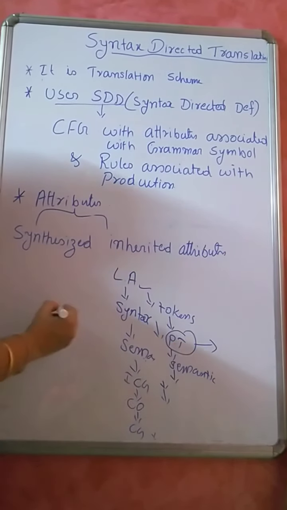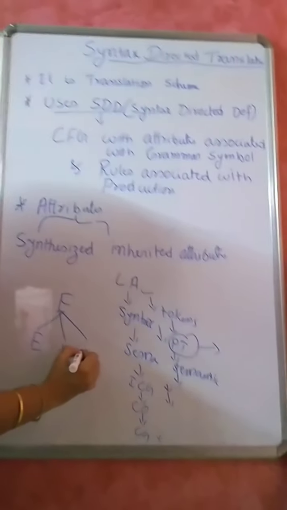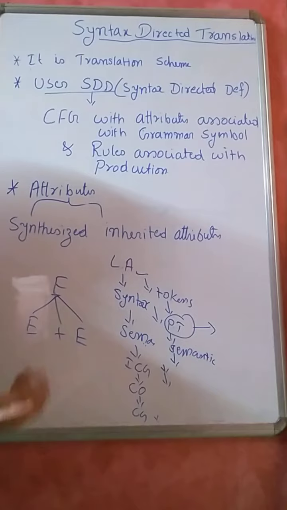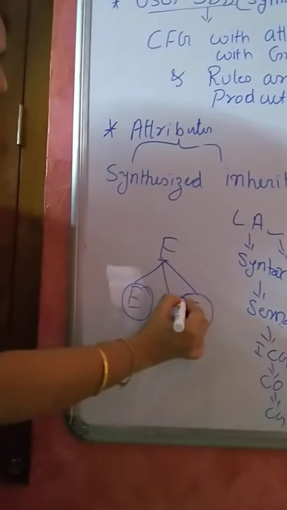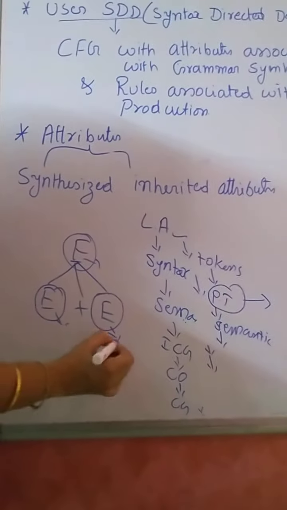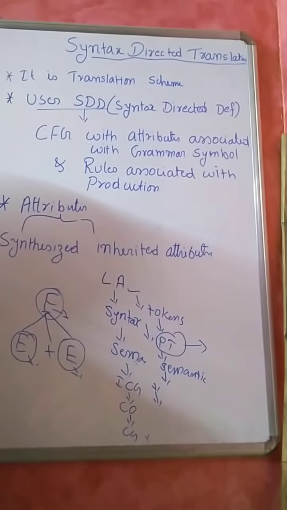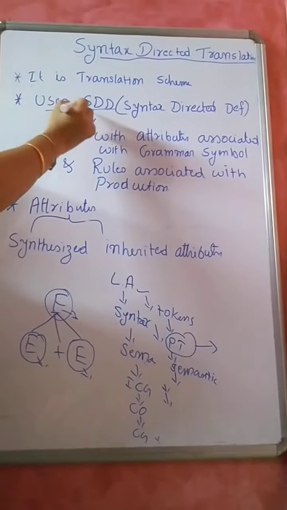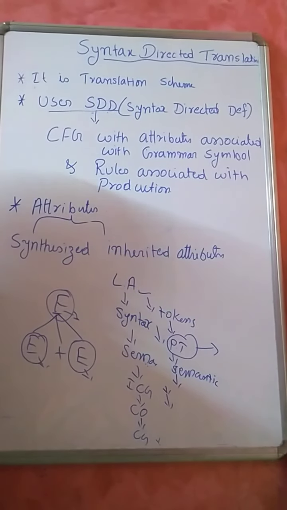What it will do is take your parse tree. Assume that you have some parse tree like this as an example. What is the value associated with this? What is the value associated with this? What is the value associated with this? That implementation will be done by using your syntax directed translation scheme with the syntax directed definition. I'll tell you what a syntax directed definition is.